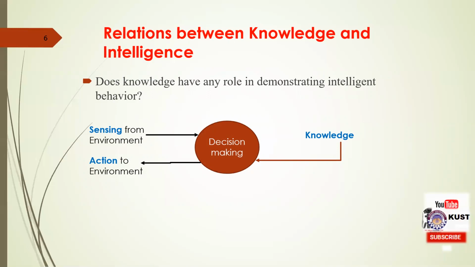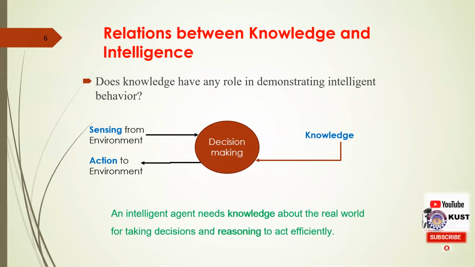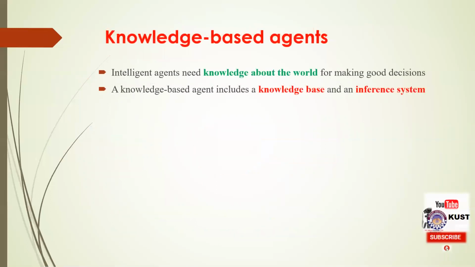It can be seen in the diagram that by sensing the environment and using the knowledge, the decision is made and finally the action is performed. But if the knowledge part is not present there, then it cannot display intelligent behavior. So we can say that an intelligent agent needs knowledge about the real world for taking decisions and reasoning to act efficiently. Knowledge is the basic element for a human brain to know and understand things logically.